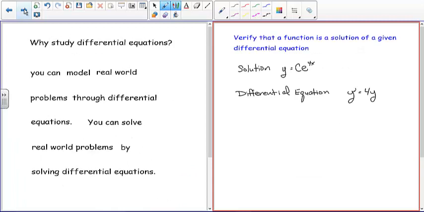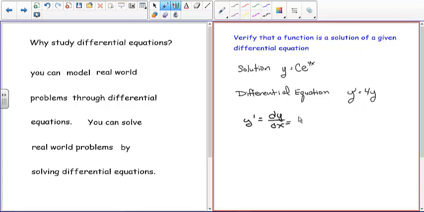Okay, so here's another example of verifying that a function is a solution. Here's the differential equation, y prime is equal to 4y. Here's the possible solution. So what we have to do is take this function and plug it into the differential equation and see whether it satisfies the differential equation. We already have y, so for y I could put in c e to the 4x. The next thing I need to figure out is what y prime is, so I can plug that in.